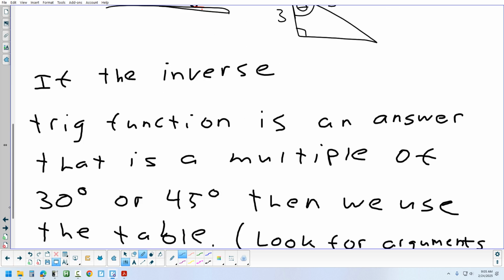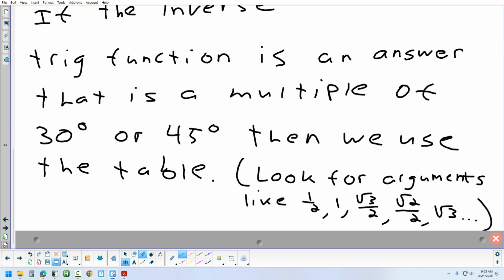If you see numbers like 1, -1, a half, root 3 over 2, root 2 over 2, square root of 3, any numbers like that or their negatives, those are the kinds of numbers that are going to be in the chart. They're all the numbers we did last week with unit circle trig. So 1s, -1s, 0s, halves, all those numbers.